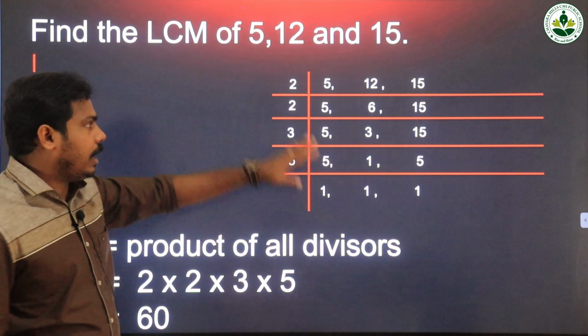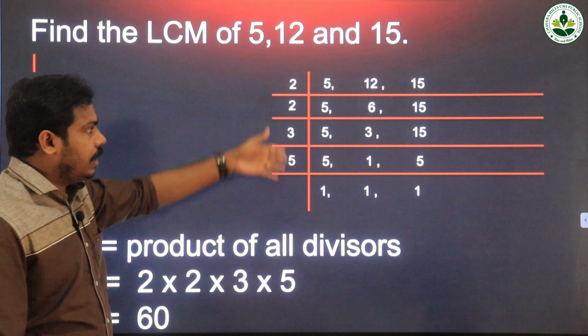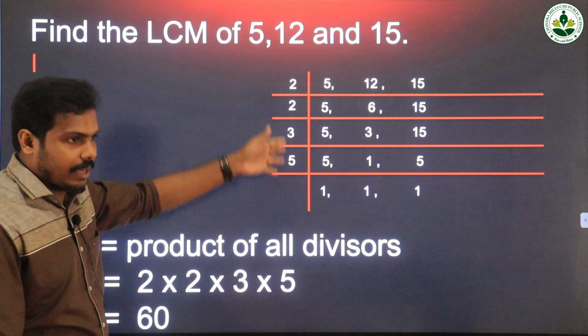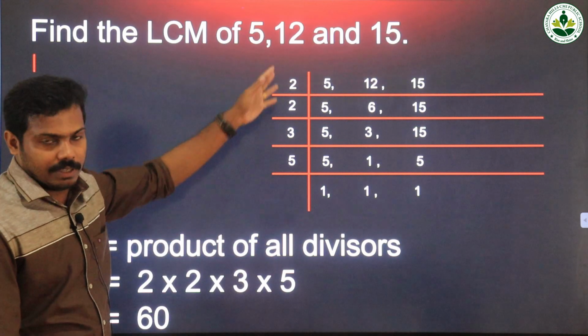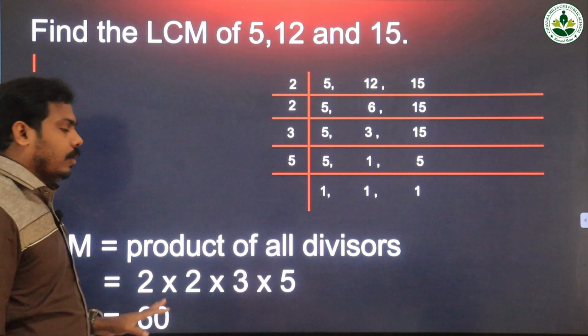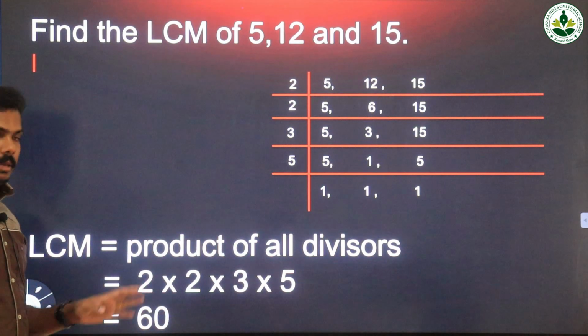So, stop there, and from the left side now we can see 4 prime numbers. Just multiply those prime numbers, find the product of all divisors. Then we got the LCM.